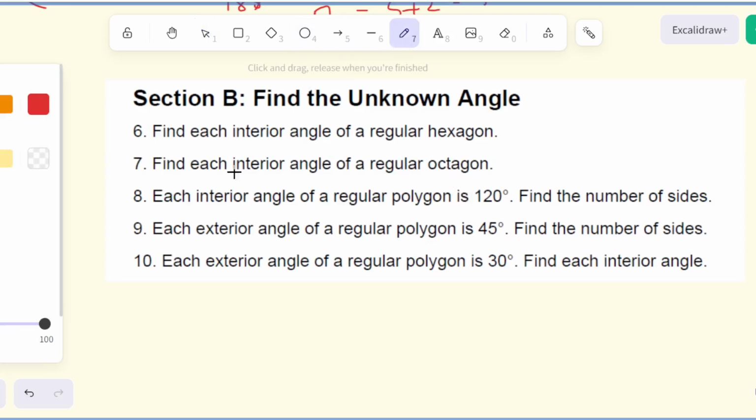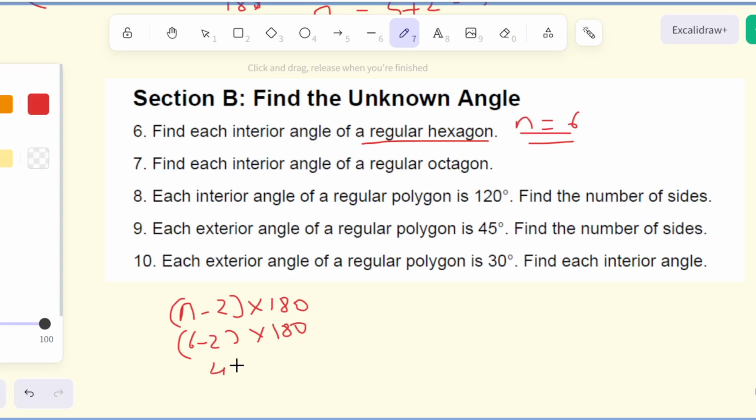Now you have to find the unknown angle. To find each interior angle of a regular hexagon. Regular means all the sides and angles are the same, as you just said. So regular hexagon, n will be 6, right? What will be the sum of all the angles of a hexagon? N minus 2 times 180. So 6 minus 2. Very good. I think we just did it. 720. Now just divide that by 6. So what will you get? 12 times 6, right? So 120. 120 will be the angle of each.